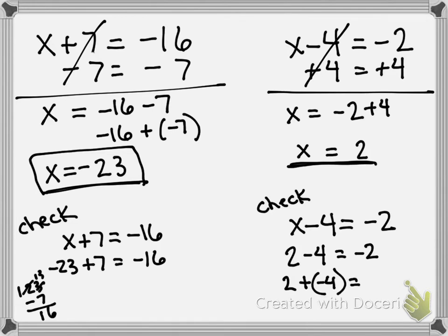So the signs are different. 4 minus 2 is 2. The absolute value of 2 is 2. The absolute value of negative 4 is 4. So there are more negatives in this problem.